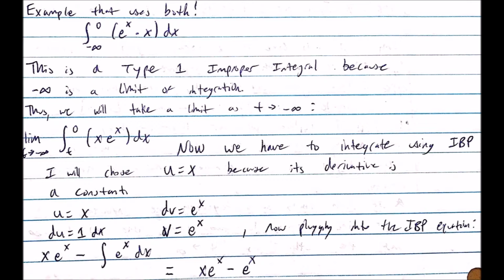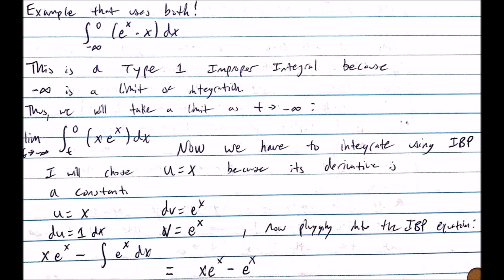So the limit as t approaches negative infinity of the integral from t to 0 of x times e to the x dx. Now we have to integrate that function. But as you can quickly recognize, it is an integration by parts problem, as two functions are being multiplied. So we will choose u equals x because we know the derivative is just 1. That'll make it very easy. And we can choose e to the x as our dv because it is easy to antiderive. So our dv is e to the x, and then v, therefore, is e to the x.